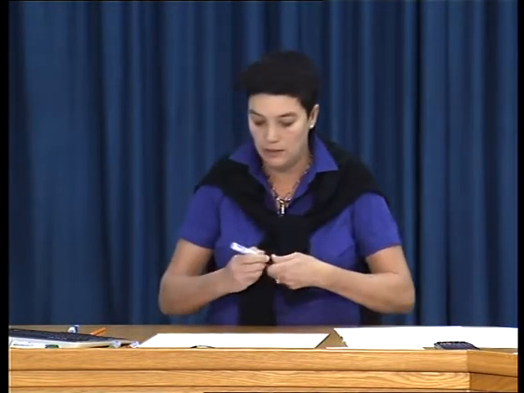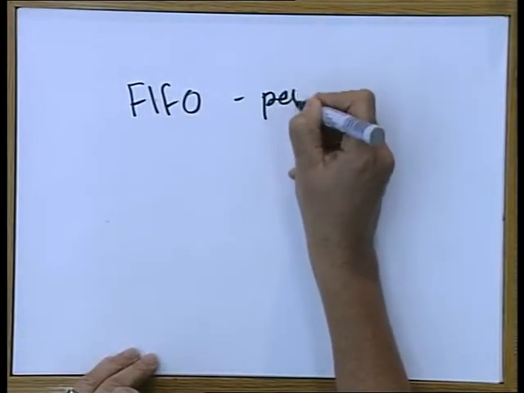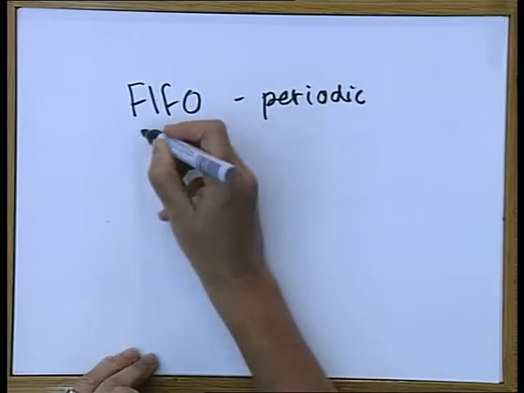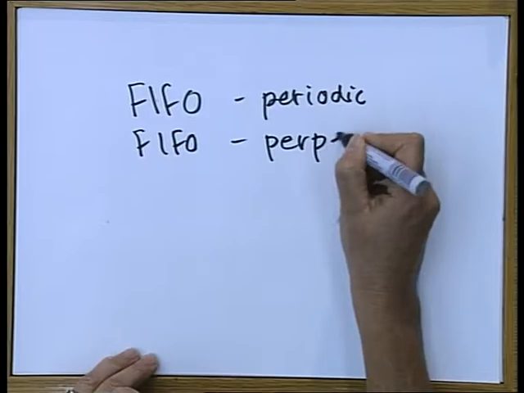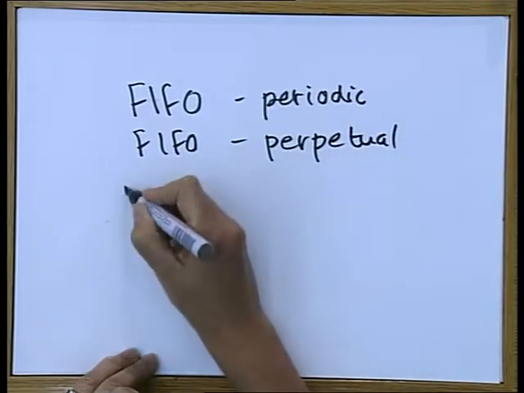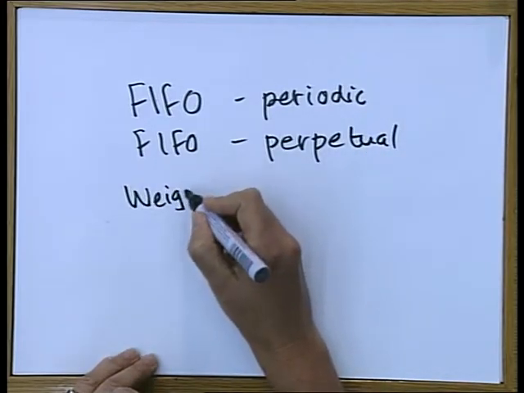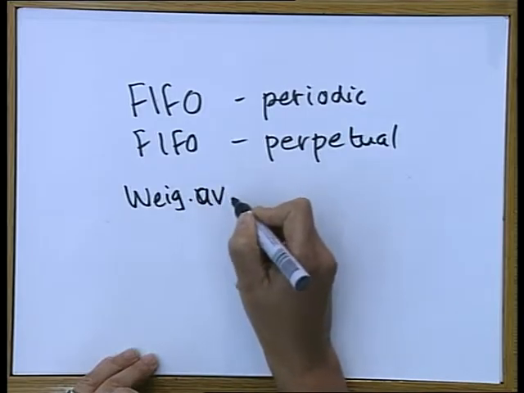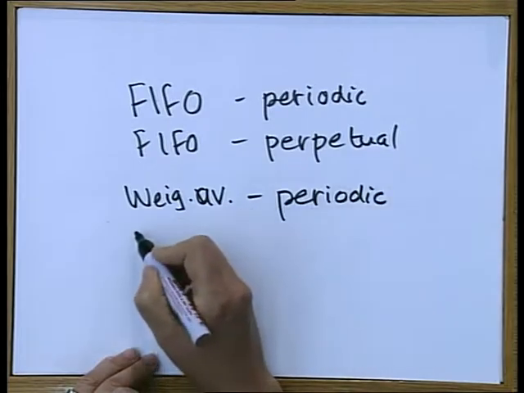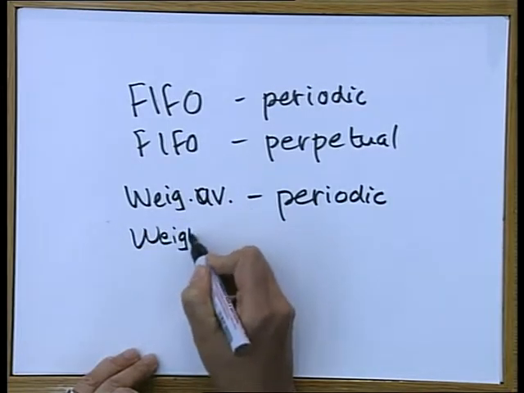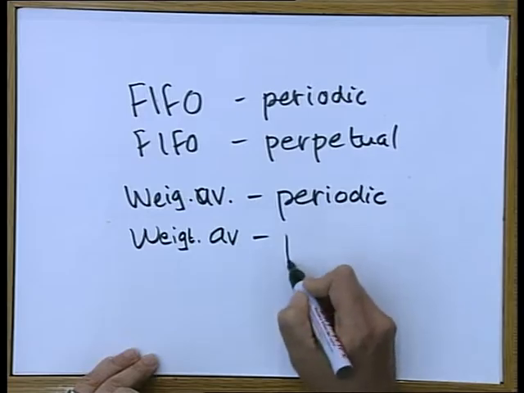You can basically say that you've got 4 different systems. Okay, you've got FIFO periodic, you've got FIFO perpetual, then you've got weighted average periodic, and you've got weighted average perpetual.